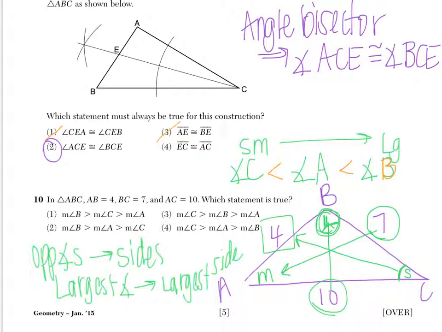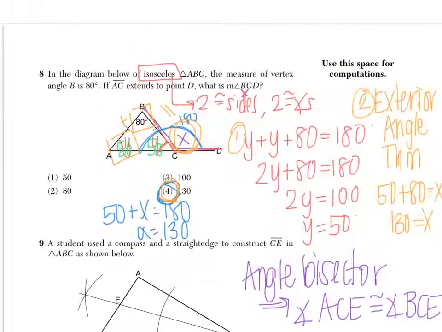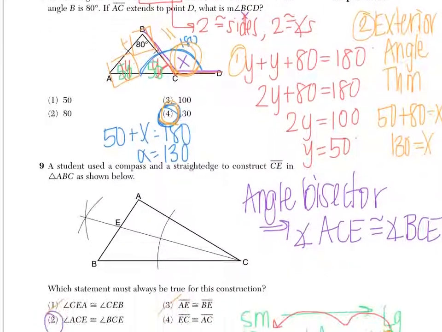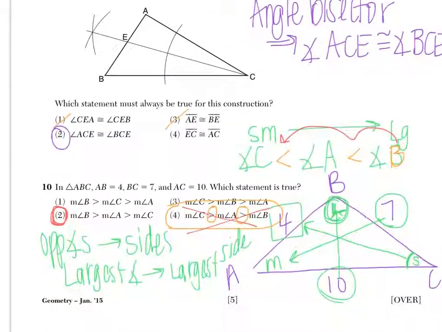But unfortunately, when I look at my choices, when they go in the order of C, A, and B, like choice 4, the inequality symbols are in the wrong direction. It's telling me that angle C is greater than angle A, which is greater than angle B. But this is not true. Remember, we said B is the largest. So what I need to do is just kind of look at this backwards. Angle B is greater than angle A, which is greater than angle C. Choice 2. So our answers for this page are the following. Number 8 is choice 4. Number 9 is choice 2. And number 10 is choice 2.